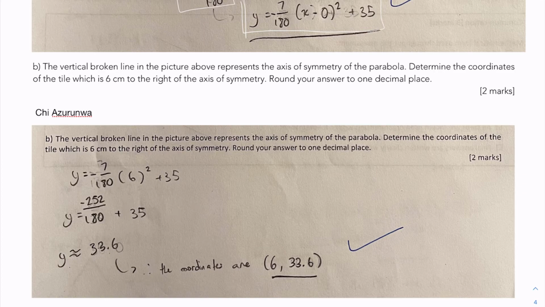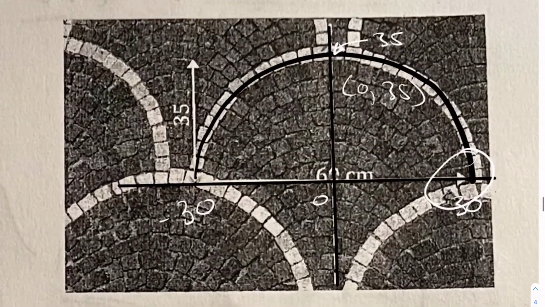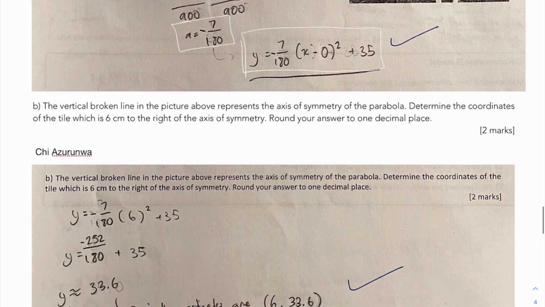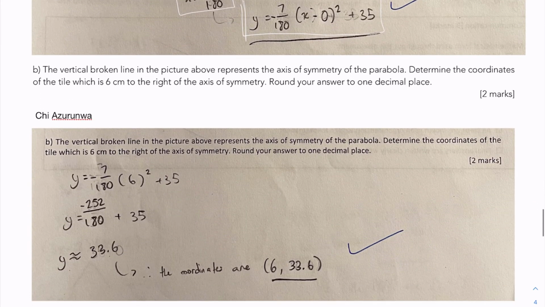So 6 centimeters to the right, let's go back to our diagram here. If the 0 is the middle, that means 6 will be 1, 2, 3, 4, somewhere over here. And to find the height, you just plug in the value of 6 into the equation that you just got from part A. That will give you the corresponding height. And that's exactly what she does. It's pretty straightforward.